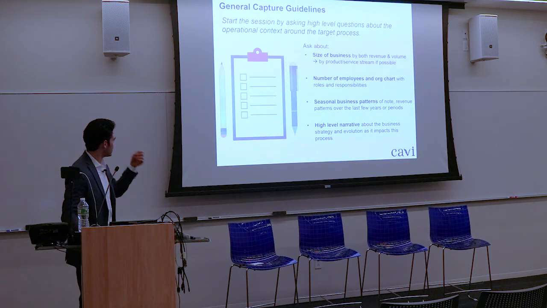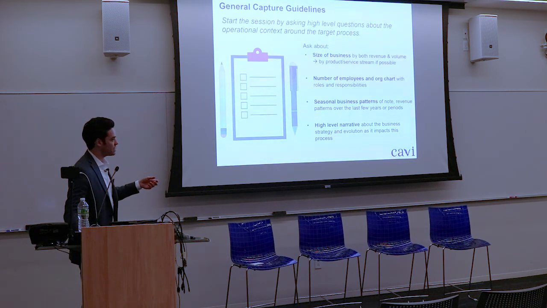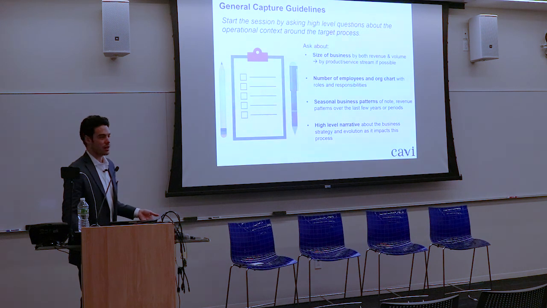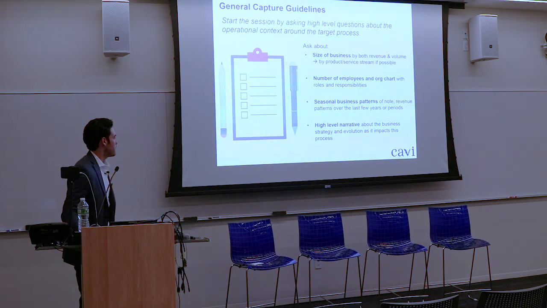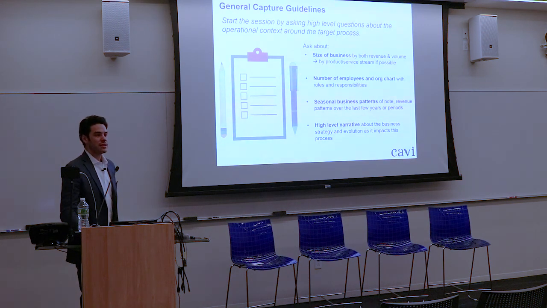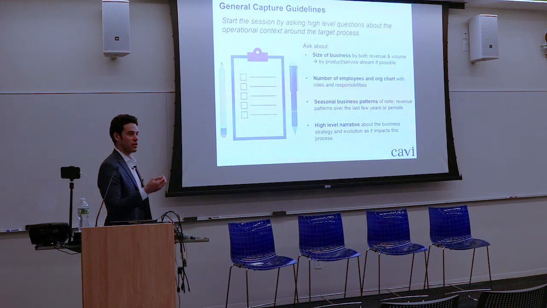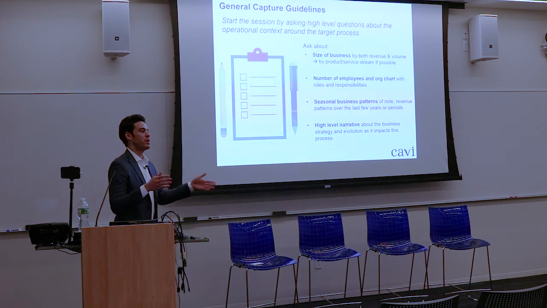So it's a simple question. Does this happen all year round? Does this happen every few years? What are we looking at here at a high level? And then ask about the high-level narrative, about the business strategy and the evolution, and how this impacts the process in general. What are we trying to do here? Is this process revamping tomorrow? Are we having a new vendor come in? Kind of just get a sense of where we are in time.